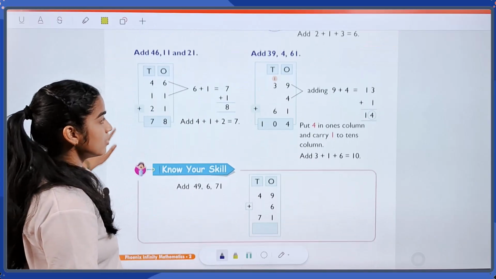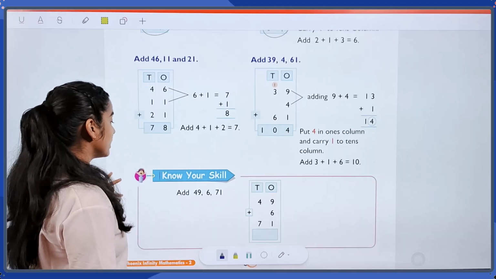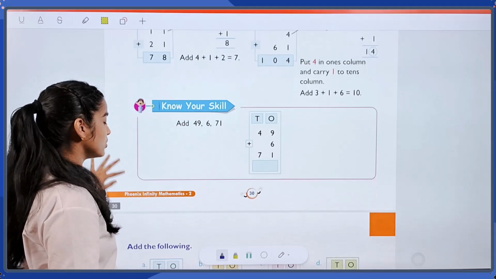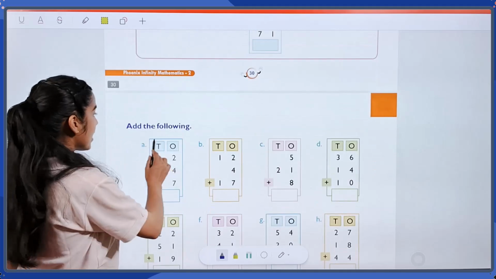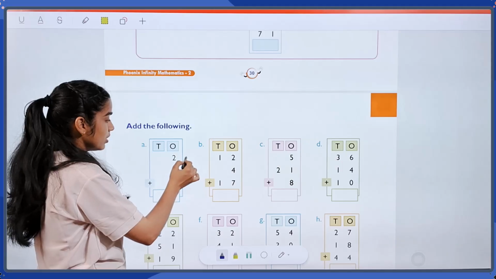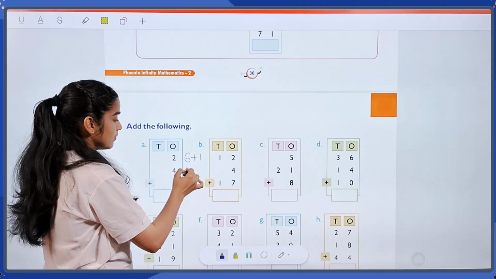Okay. So these two are the other two examples of the same method. Now you have to identify and evaluate yourself how much you have learned till now in your Know Your Skill section. Now add the following. So 2 plus 4, we get 6. 6 plus 7, so our answer will be 13.